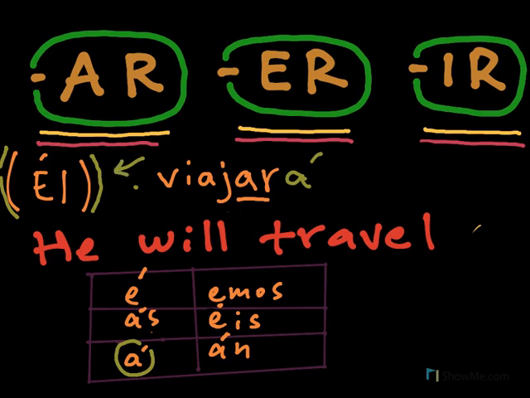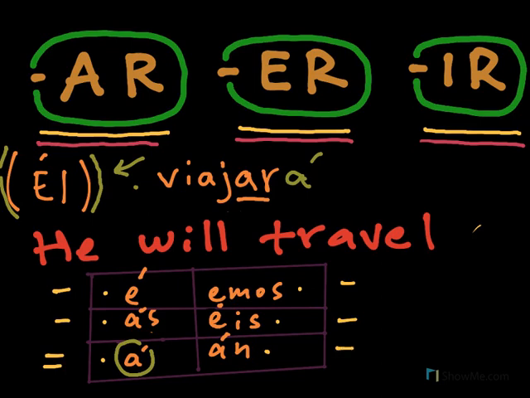So for yo, it will be viajaré. For tú, viajarás. For él, ella, usted, viajará. Nosotros, we, viajaremos. Vosotros, you, plural, only in Spain, viajaréis. And ustedes and ellos and ellas, you, plural, and they will be viajarán. So it will be I will travel, you will travel, informal. He, she will travel. You, sir, you, madam will travel. We will travel. You, plural, only in Spain, will travel. And you will travel and they will travel.